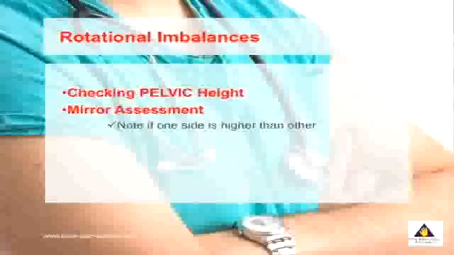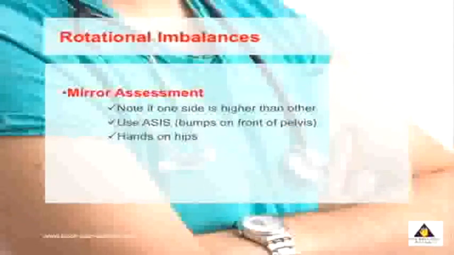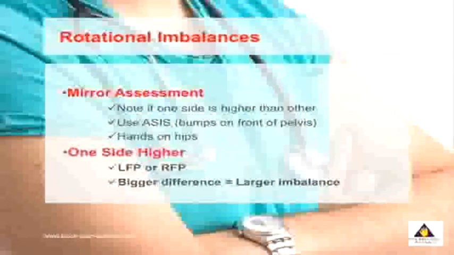So all you do is look in a mirror and note if one side of your pelvis is higher than the other. There are two landmarks that you can use. The first is what's called the ASIS, which are the bumps on the front of your pelvis, or alternately, you can just place your hands on top of your hips. What you'll note is that one side of your pelvis is higher than the other, and this creates what's called a rotational imbalance. If your left side is higher, you have what's called an LFP, and if you have the right side higher, you have an RFP. The bigger the height change, the bigger the imbalance is occurring in your spine.